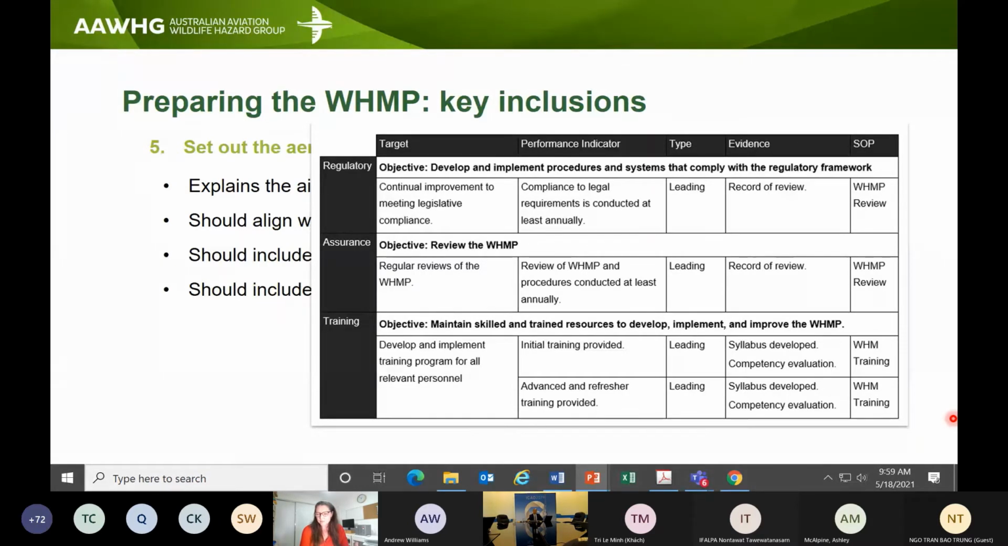So this is just a very small example of how an airport might establish their strategy, and this then allows them to critically review and assess their wildlife hazard management plan and program to ensure that it is moving in the direction that they require it to be.